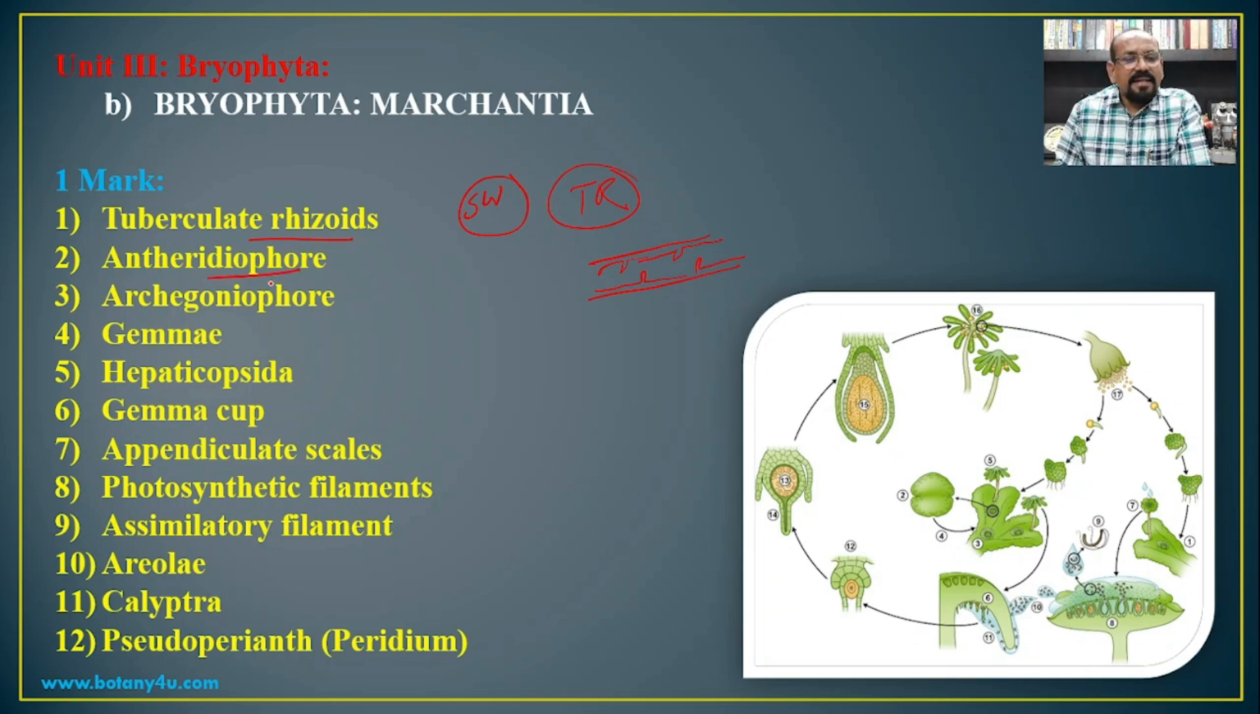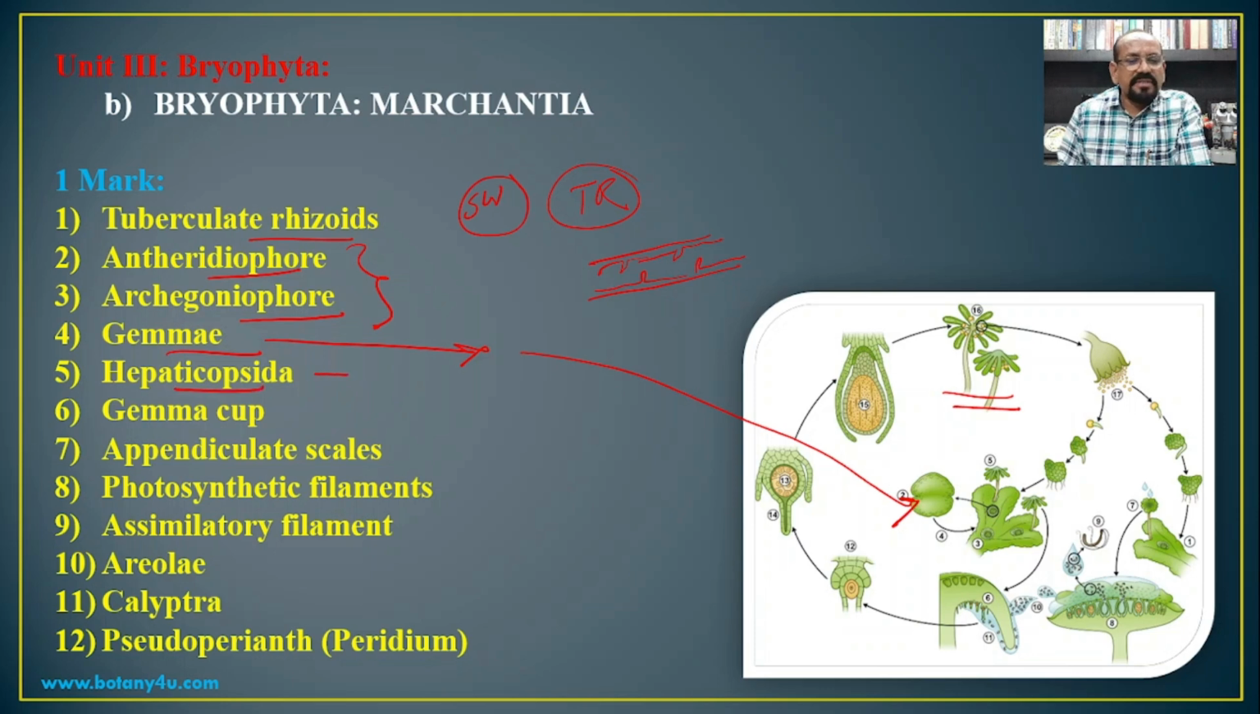Then antheridiophore and archegoniophore, which we have seen earlier, are structures like an umbrella developing on the thallus, and they are known as the antheridiophore and archegoniophore as they are involved in the formation of these sex organs. Then gemmae are vegetatively reproducing bodies which are involved in vegetative reproduction.